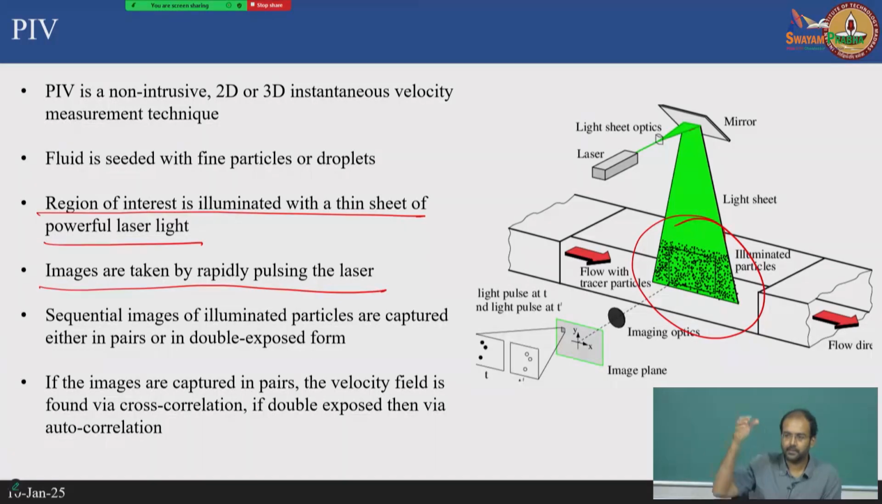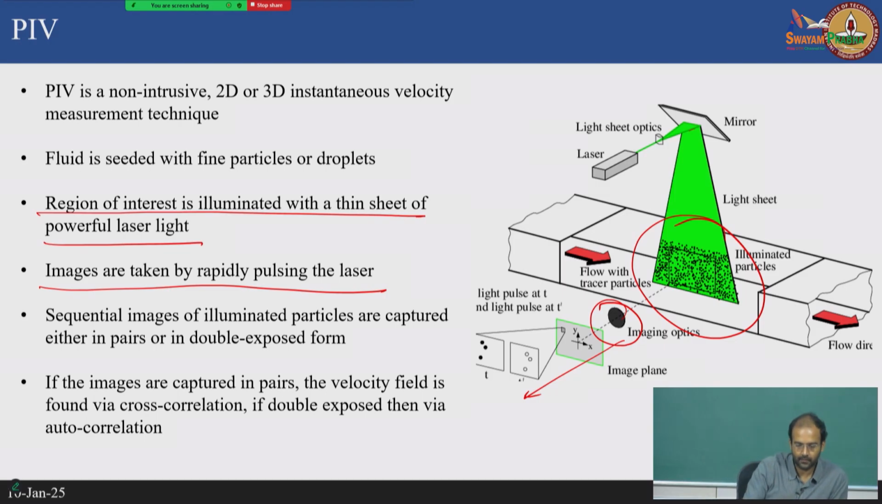These are like sheets going at very fast times, and then you have an imaging optic here, and a CCD camera, which is a high speed camera, collecting all the images of these tracer particles. These tracer particles are moving along with the flow, and the camera collects very fast, rapid snapshots of the entire transient of this data.